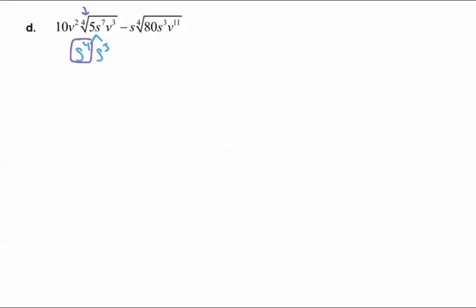So since I have one group of 4, that means an s is going to come outside and join the 10 s and v squared that's already there. The order doesn't really matter. You can have 10 v squared s if you'd like. So now inside my radical, I'm going to leave the 5, the s cubed that's left over, and then the v cubed. So now I know I can't simplify that v because 3 is less than 4.